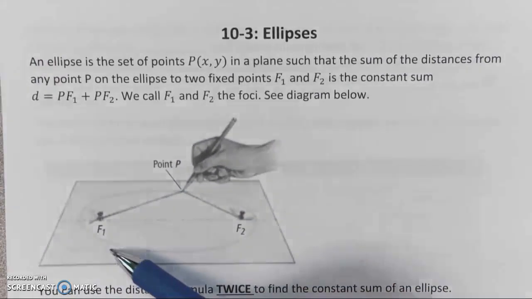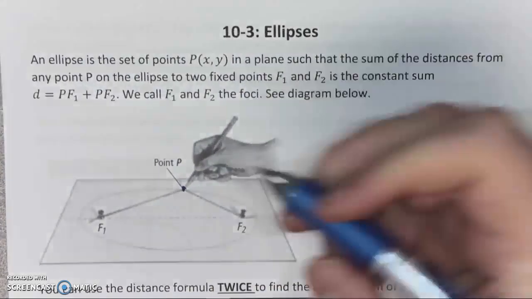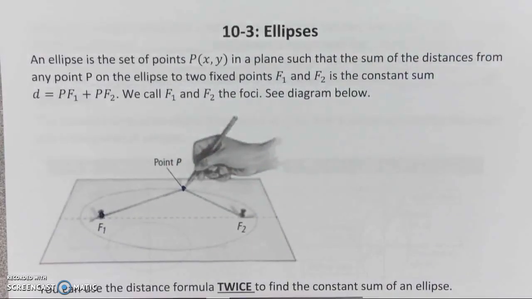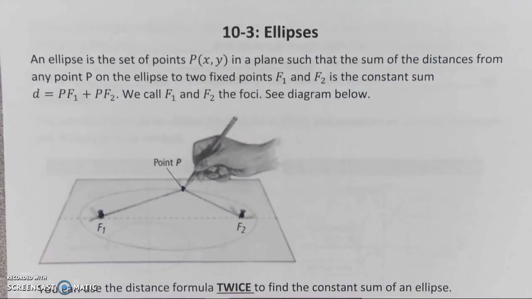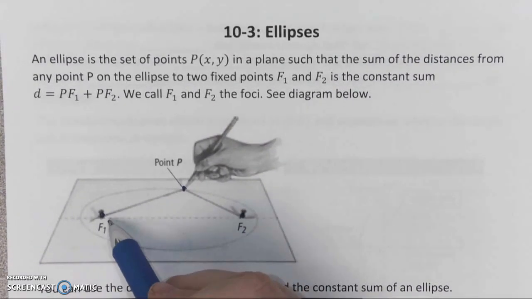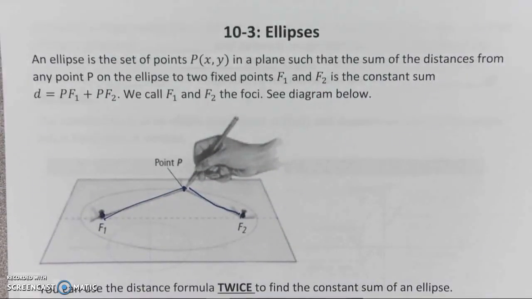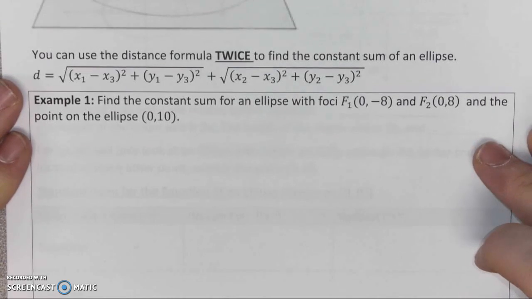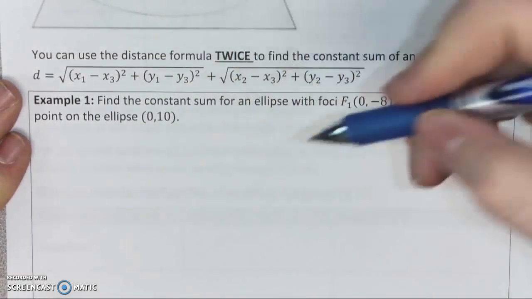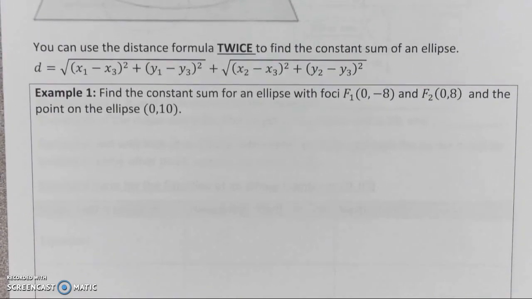If this is my ellipse right here, my point P is here, focus 1 is there, and focus 2 is there. What it's saying is that this distance plus this distance will give you the constant sum of the ellipse. So we're going to use the distance formula, or really a modified distance formula.